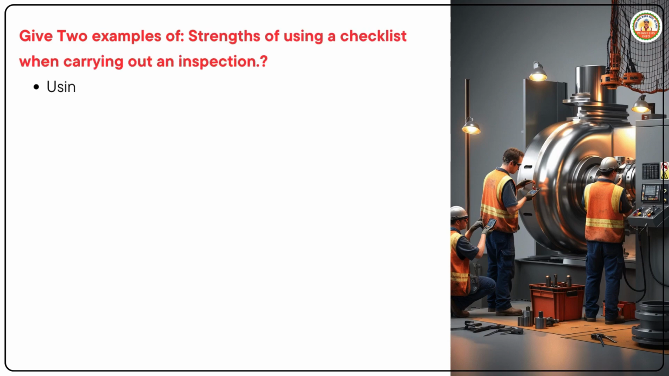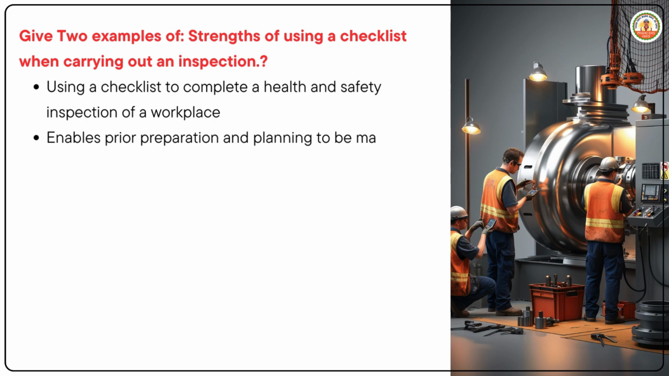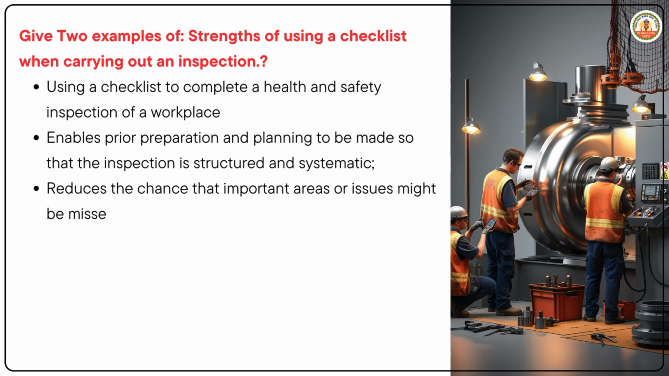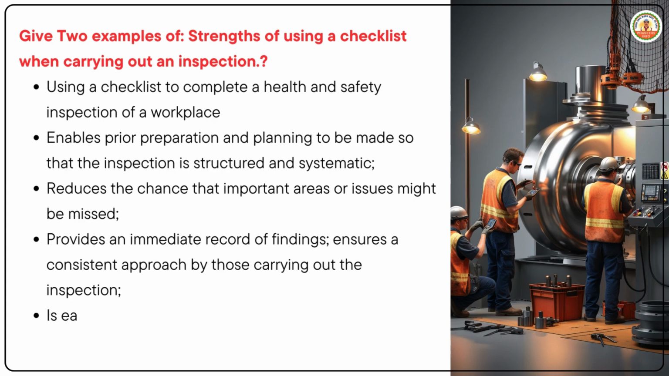Using a checklist to complete a health and safety inspection of a workplace enables prior preparation and planning to be made so that the inspection is structured and systematic. Reduces the chance that important areas or issues might be missed. Provides an immediate record of findings, ensures a consistent approach by those carrying out the inspection. Is easily adapted or customized for different areas and provides an easy method for comparison and audit.